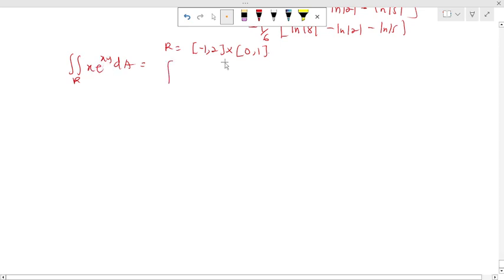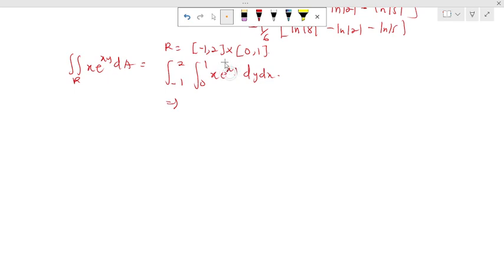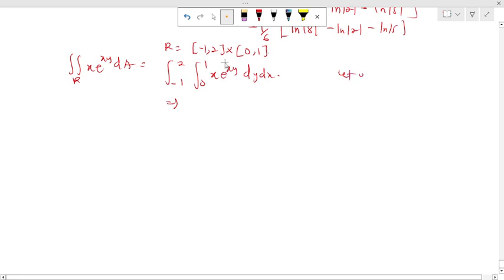So what do you think? We just have to integrate with respect to y first, so we put y as our inner integral. So negative 1 to 2 will be outside, and 0 to 1 will be inside, and I'll have x e to the power xy, then dy dx. Simply, if you are integrating with respect to y, you use the exponential form: let u equal xy. When you differentiate u, you get x, and in the integral, you divide the expression by x. So you are going to get e to the power xy, as simple as that.